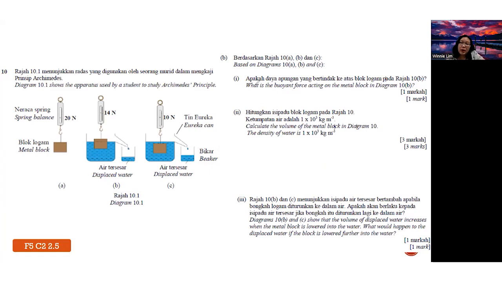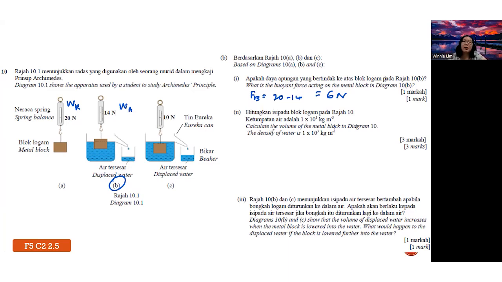So for B, what is the buoyant force acting on the metal block in diagram 10B? What is the buoyant force? Just now the teacher already told you, this weight is called real weight, then this is apparent weight. So the one in B is easy. You straight away calculate the buoyant force by using 20 minus 14, but it's 1 mark, so you can straight away write 6 Newton if you want.